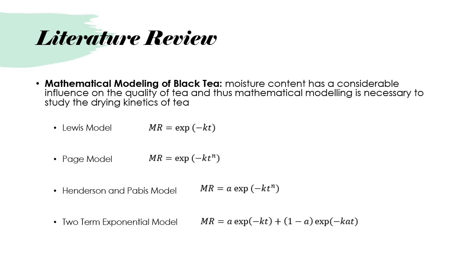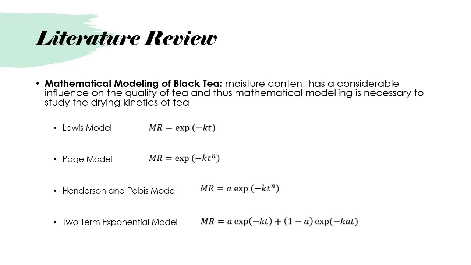The Henderson and Pabis model. This model uses the first term of the general series solution of Fick's law of diffusion. It is quite successful in predicting the drying rate at the beginning of the drying process but becomes less accurate for the last stages of drying. In the given expression, A is the dimensionless constant which gives the indication of the shape.